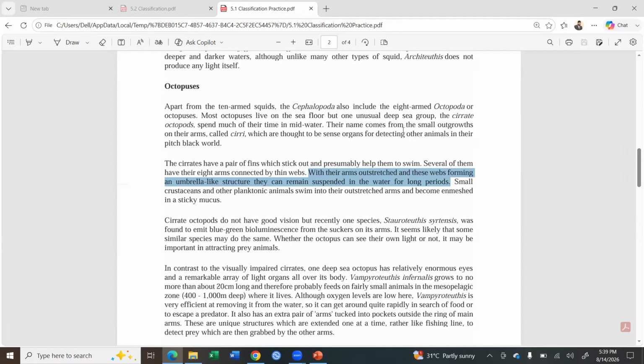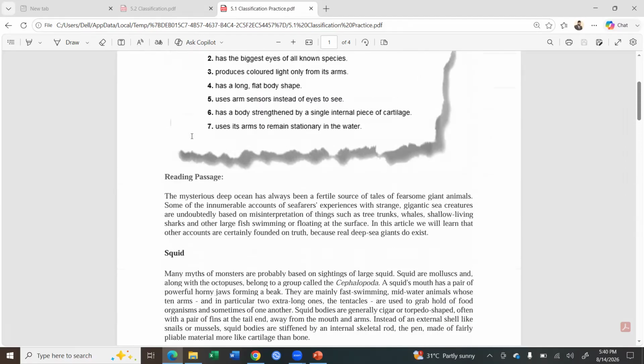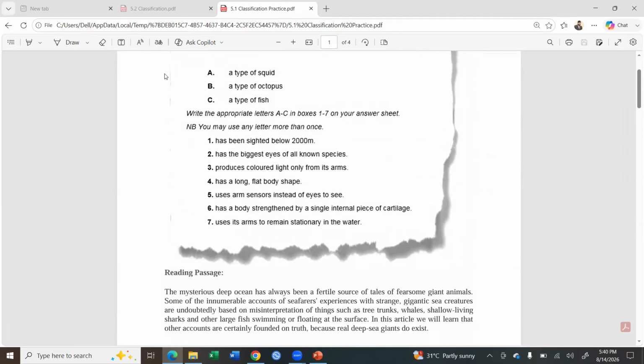See, the word arms is also mentioned here. Their name comes from the small outgrowths on their arms. But here, this is something else. The information is about something else, right? So our answer is which one? Octopus. Why? Because it says it uses its arms to remain stationary in water. It means to remain immovable in water. Is it clear? Okay, let's move ahead.